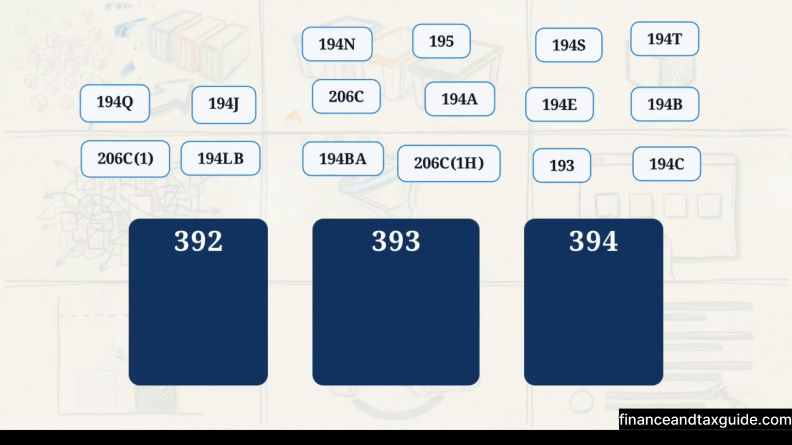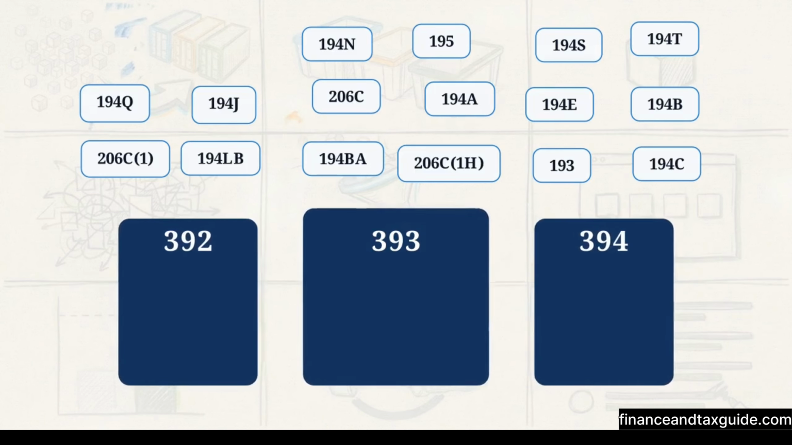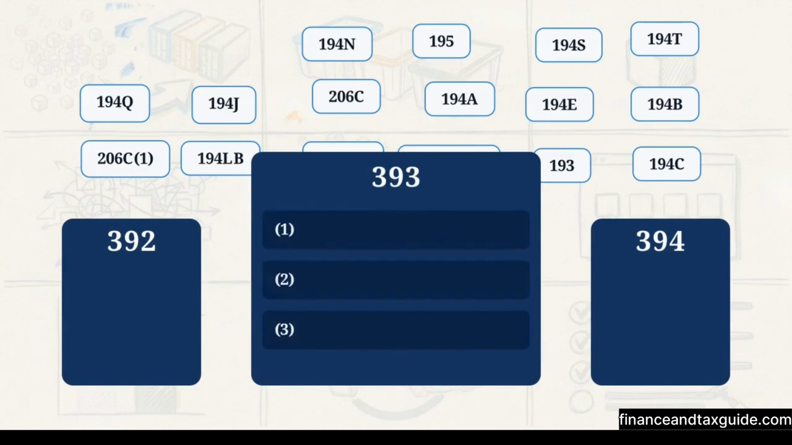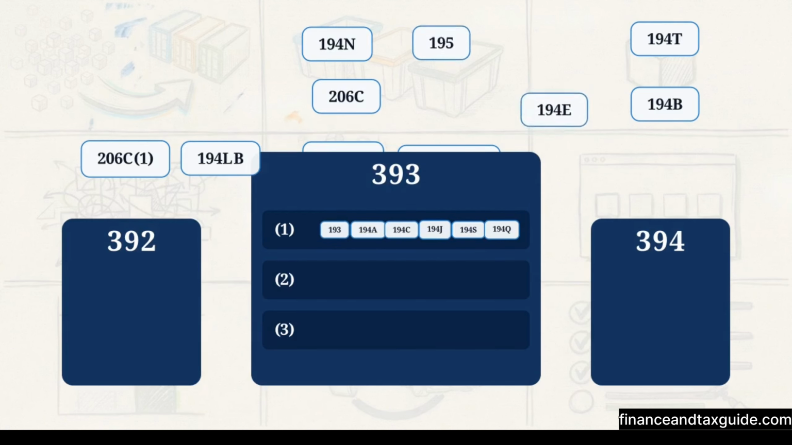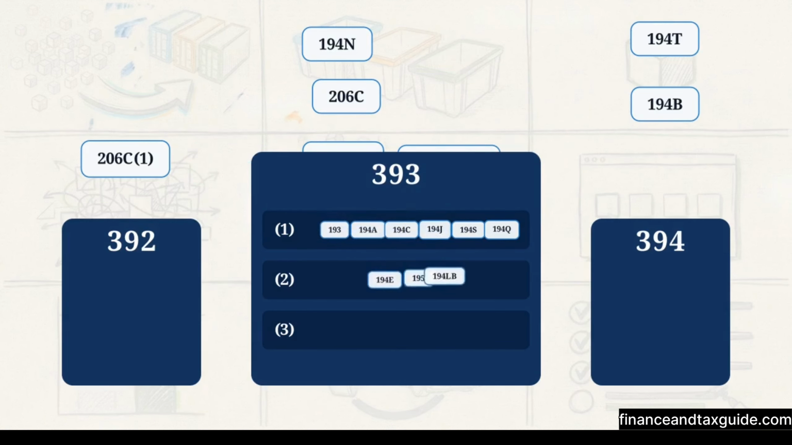Every legacy provision for salary and PF, the old 192 and 192A, now funnels directly into the new Section 392. The updated Section 393 is significantly larger. Subsection 393(1) now absorbs all domestic resident payments, including interest, contracts, rent, professional fees, and crypto.